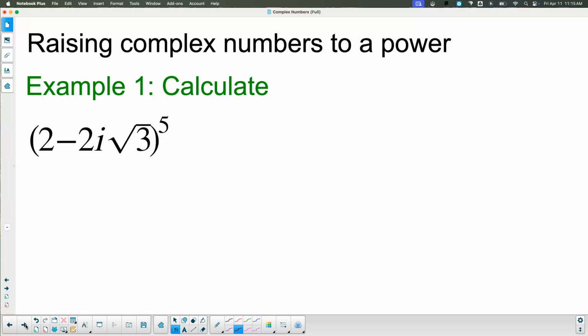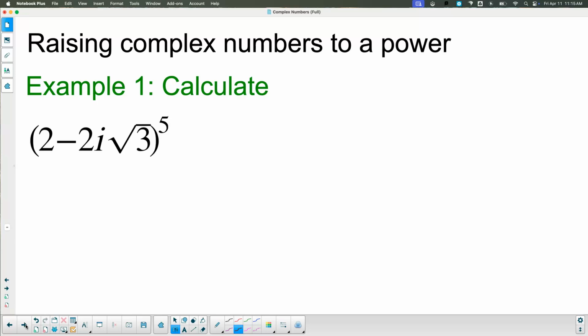Complex number. Take it to a power. What do I got to do? Let me take a step back. What does 2 minus 2I square roots of 3, all of that to the 5th power, what does that actually mean? Let's multiply the other 5 times.